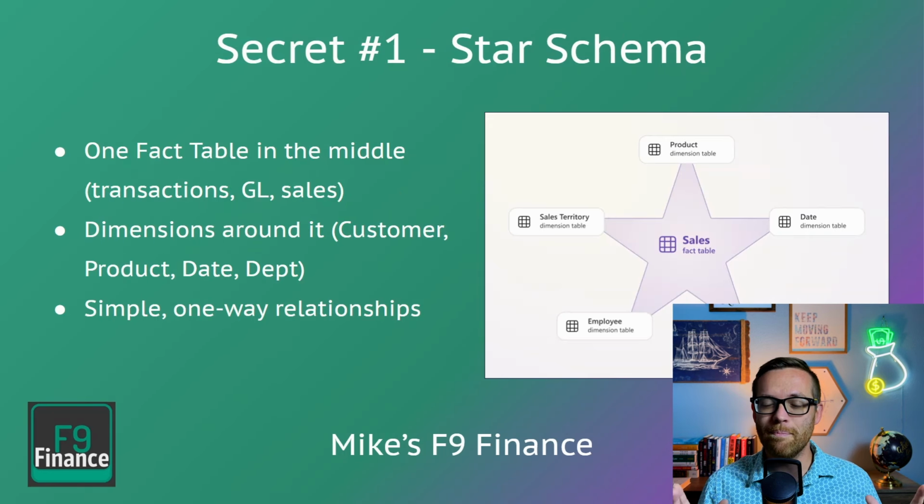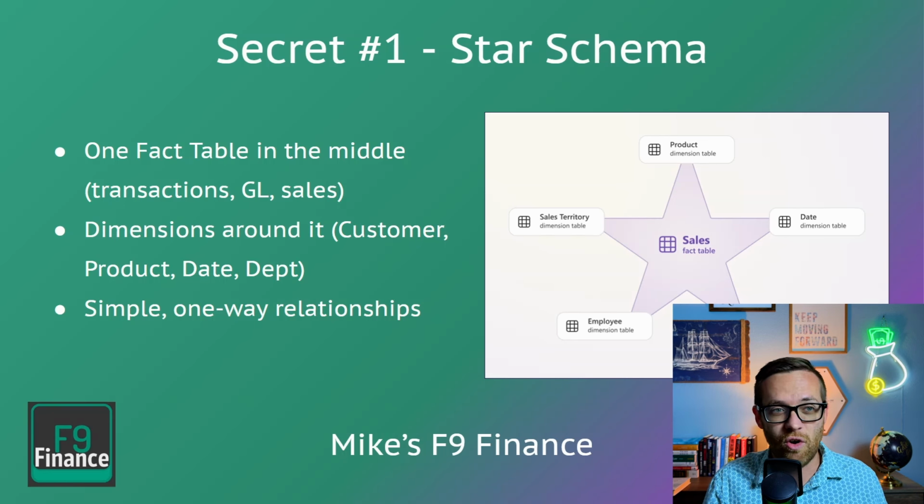Secret number 1, and by far the most important, is to use a Star Schema model. The Star Schema is the absolute best practice for building a Power BI model. It's not just me saying that. This is coming directly from Microsoft, that the way Power BI runs its modeling, a Star Schema is by far most effective. So what is a Star Schema?